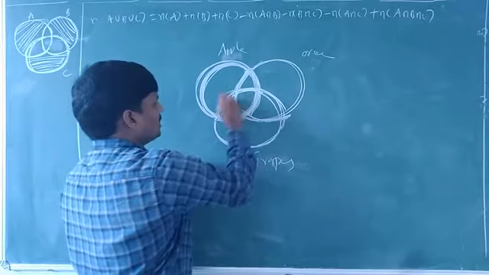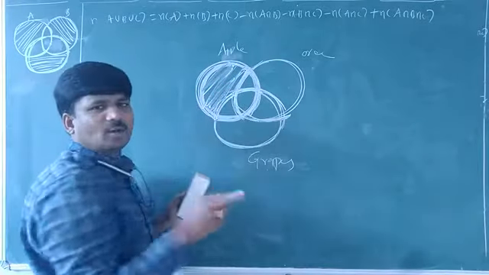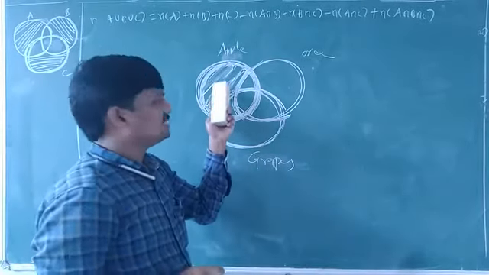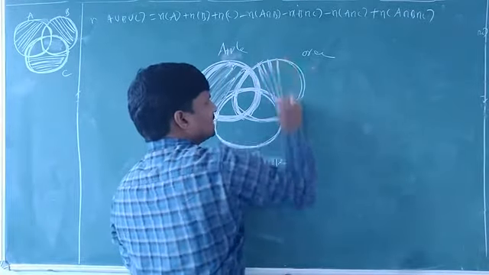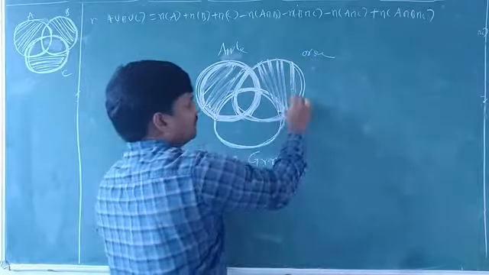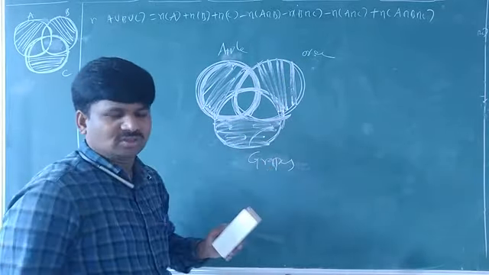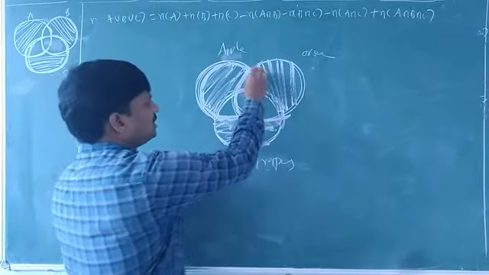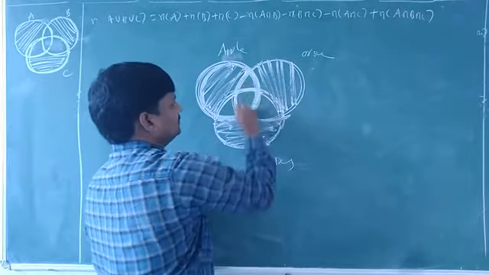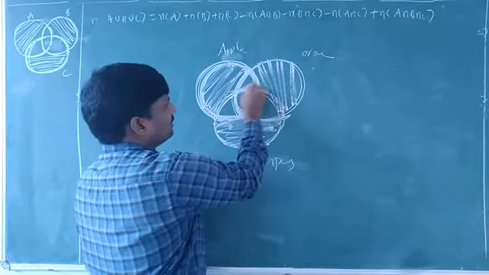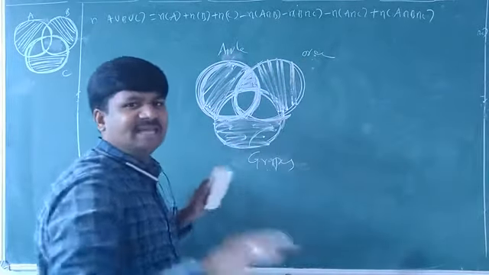Just see. What about this part? The students taking only apple juice. What about this one? The students taking only orange juice. What about this one? The students taking only grape juice. What about here, in this intersection part? The students taking orange juice and apple juice. What about this part? The students taking apple juice and orange juice only.